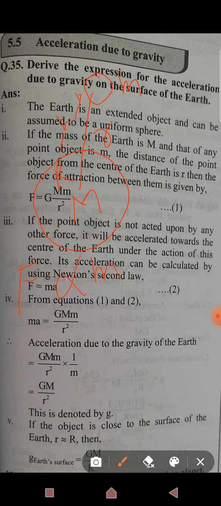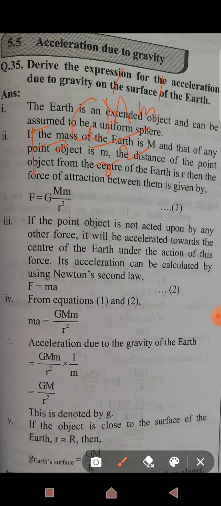any two particles is directly proportional to the product of their masses, and it is inversely proportional to the square of the distance between them. Small m and capital M are the masses, and small r is the distance between them. So, if we combine this, then we get this formula: F is equal to G M m upon r square. So, this indicates that capital M is the mass of the earth, small m is the mass of the particle, and small r is the distance of the particle from the center of the earth.